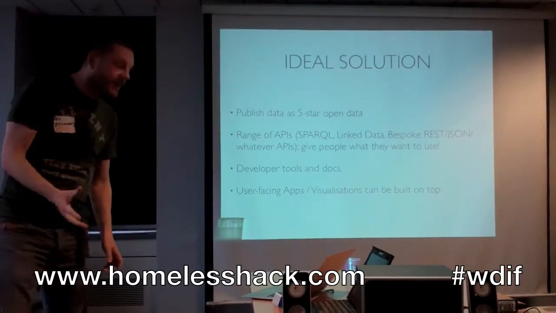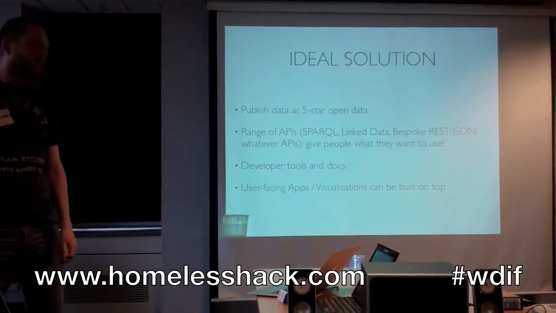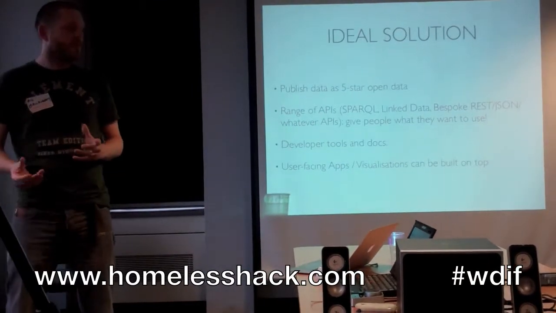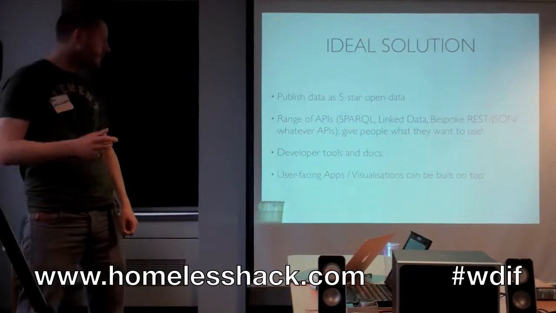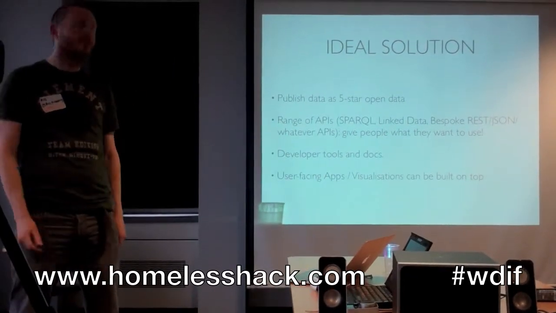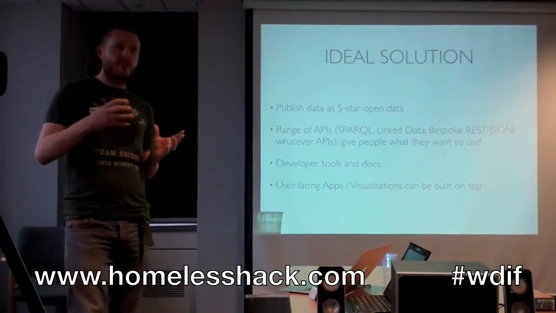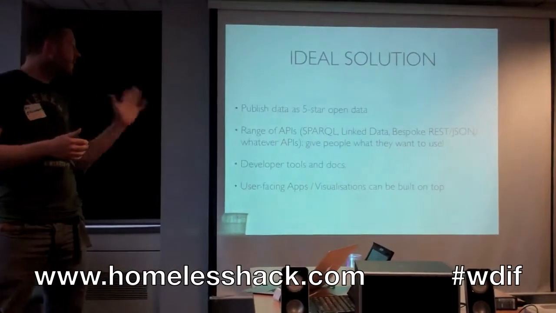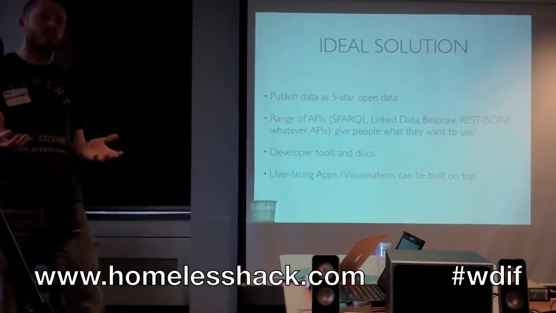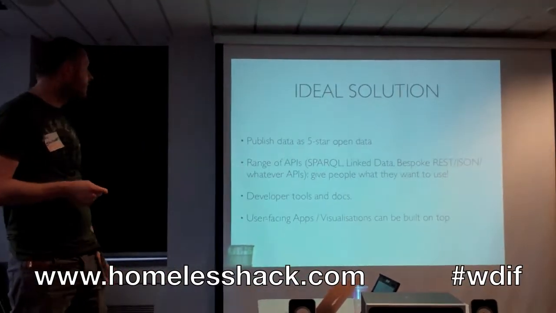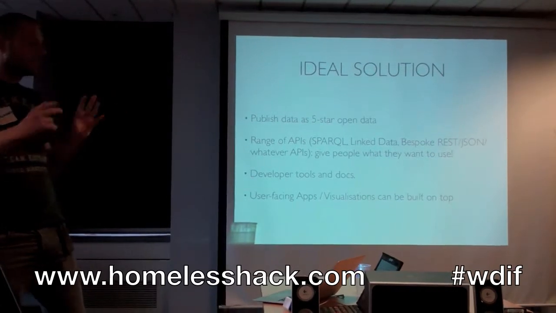So ideally, what we would have done if we'd had two weeks is publish the data as five-star open data, which would let you produce a range of APIs, for example SPARQL or linked data, maybe a bespoke API or RESTful APIs on top of that. I'm a strong believer in giving people what they want to use, so there's no point forcing people to use SPARQL if they don't understand it. You can build other things on top that most web developers will know how to use. Obviously that would need some documentation and other tools, and then, given all that, you can build stuff on top of it.